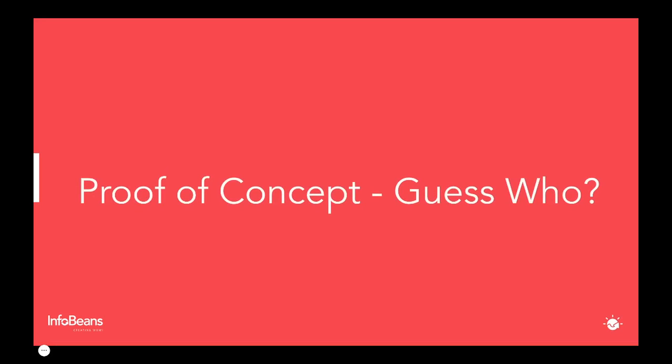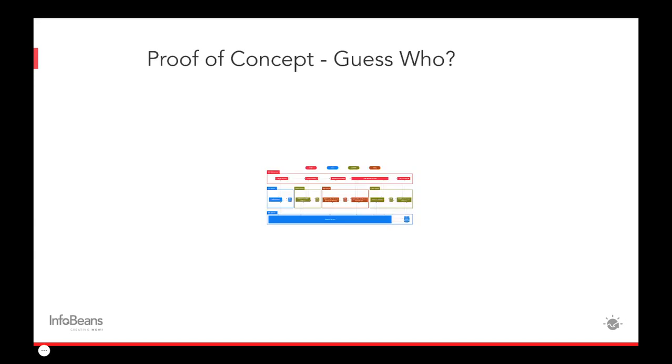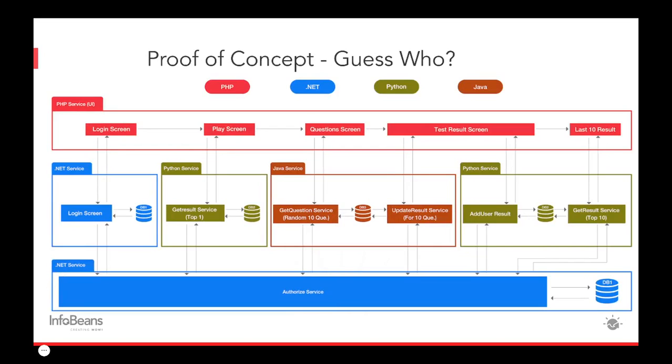Now, let's see the proof of concept created based on this framework. We have created the Guess Who application and a mobile app which work on the microservices plug-and-play framework. You can see here that 4 different technologies have been used to create the microservices, and each microservice has its own database which makes the application independent. Microservices can talk to each other through APIs.